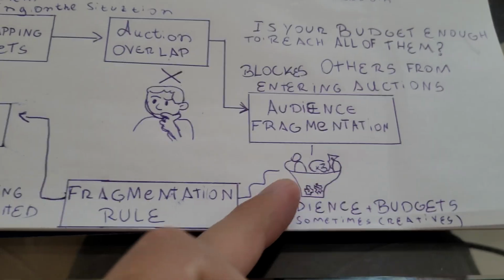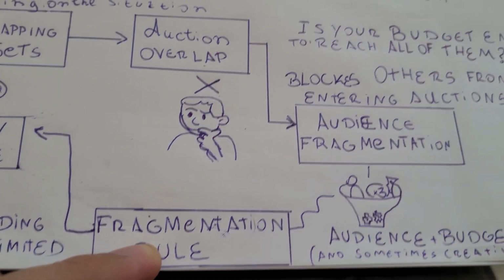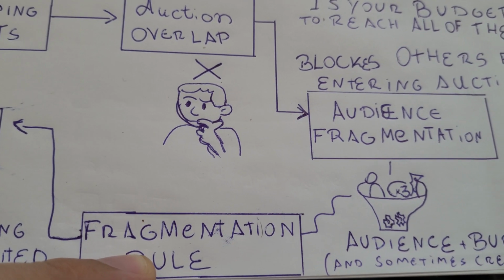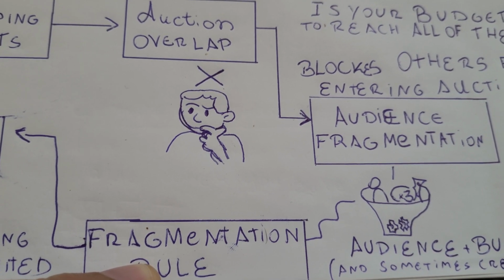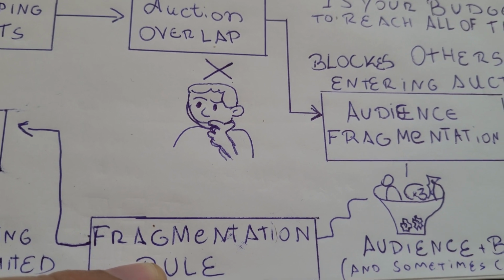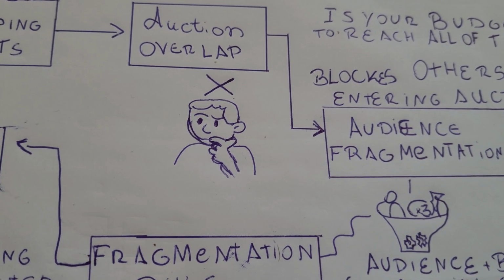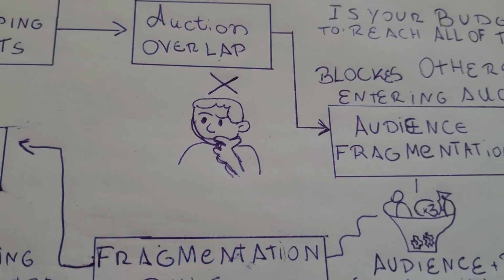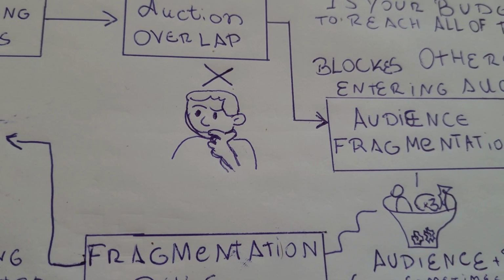This is what happens when you split your budget and audience too thin across many small ad sets. Instead of one strong signal, Meta gets multiple weak signals. That makes it harder to learn, optimize, and scale. And then we have the fragmentation rule. Meta may intervene using automation rules. We're going to see how to apply that in the field. These rules merge budgets plus audiences, sometimes even creatives, into one stronger ad set. This helps consolidate learning and restore delivery.